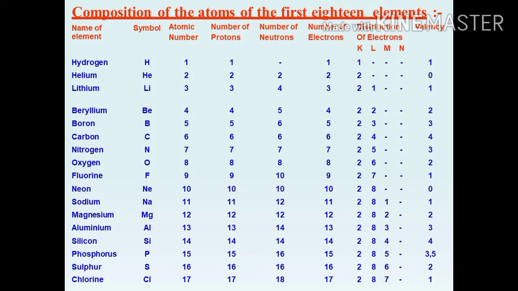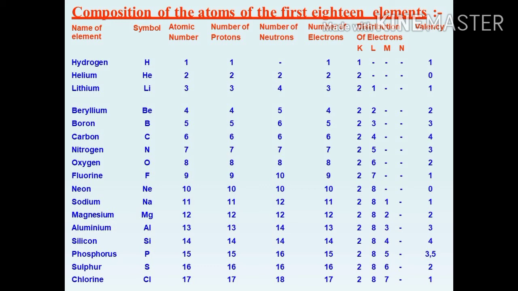Then neon, Ne, atomic number 10. Proton, electron, everything is 10. Then the electron arrangement: first shell 2, second shell 8. So valence is 0. No more electrons can be added in the second shell.